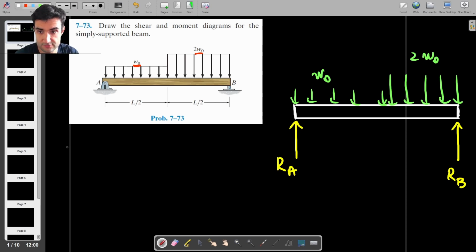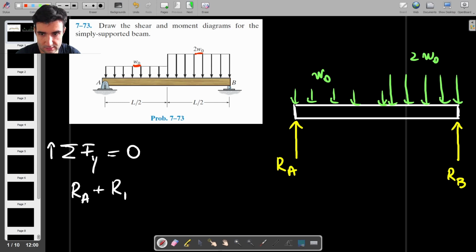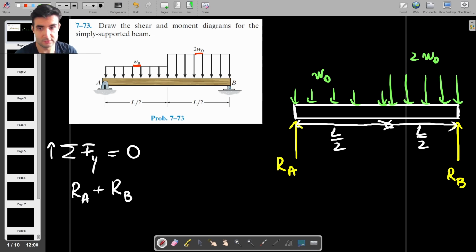And to do that, we're going to first add up the forces in the y direction, and the sum of forces in the y direction is going to be 0, and then upwards is going to be my positive direction. And we have two forces acting up, which is RA, and then we have RB. And then we have the distributed loads. So the length of the beam is given to us as L, which means that we have L over 2 until this point, and then we have L over 2 until this point.